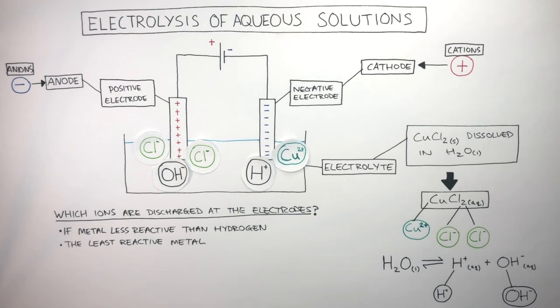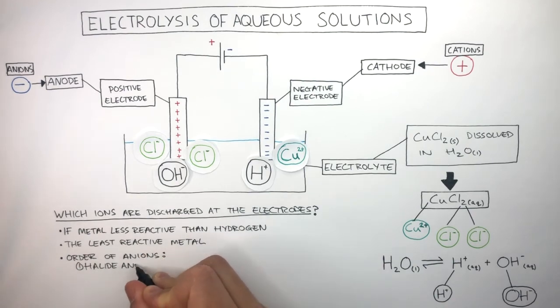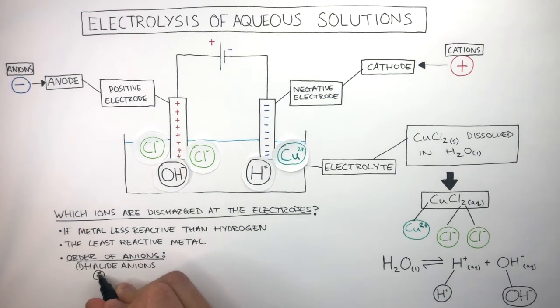When it comes to which anions will be discharged, there is always more than one anion in the solution. This is the order of anions. First, halide anions are always discharged first. Second, if halide anions are not present and hydroxide anions are, then hydroxide anions will be discharged. Lastly, all other anions will be discharged if halides and hydroxide anions are not present within the solution.